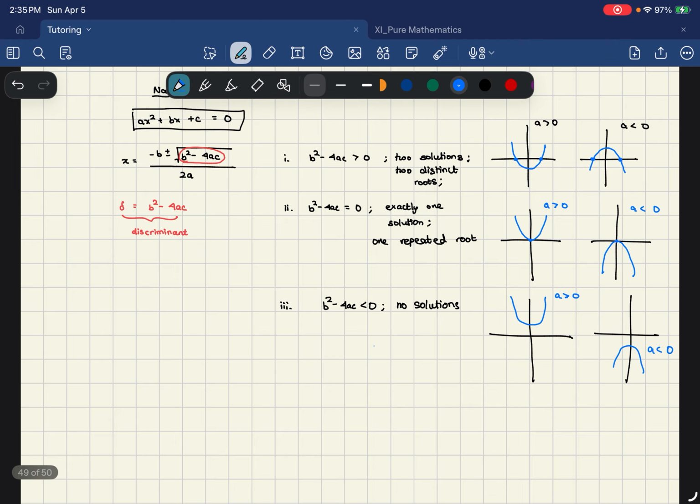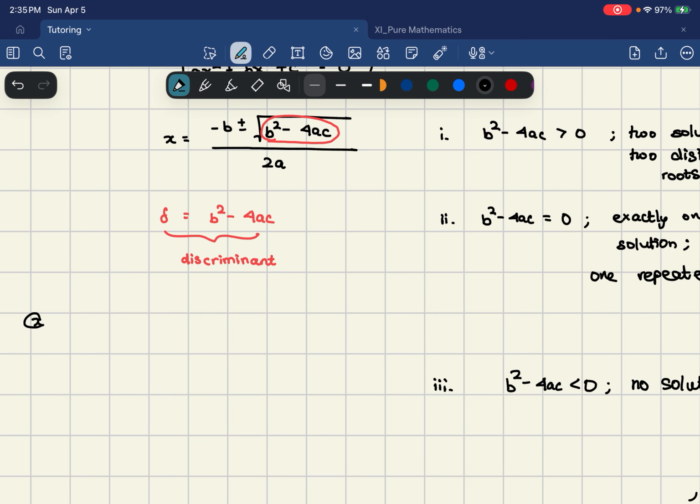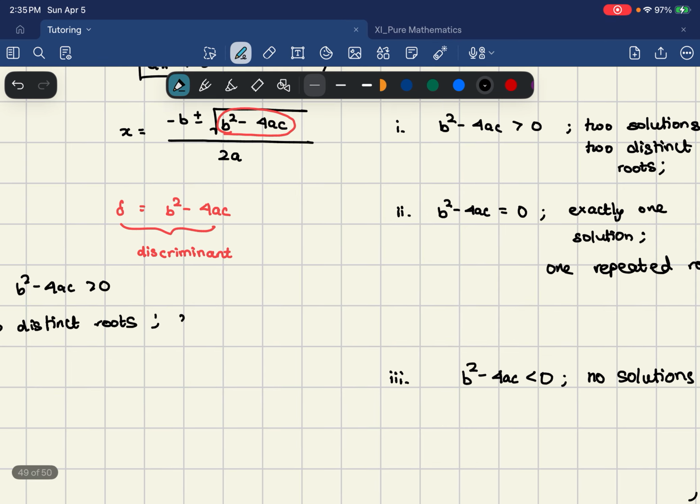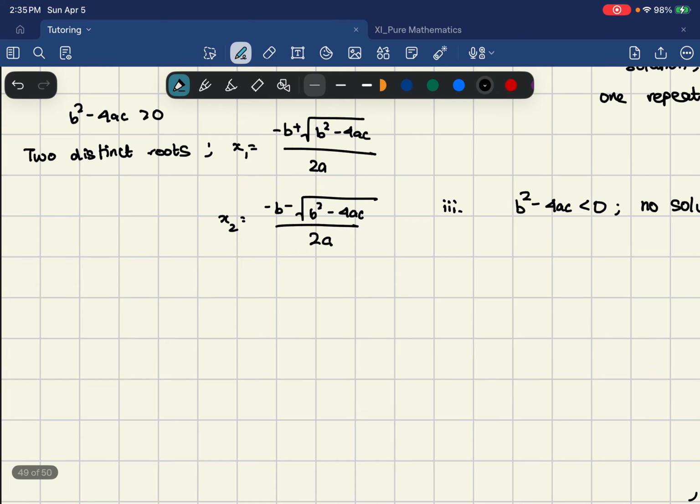So we have considered the 3 cases. We looked at the discriminant and we know when we have 2 solutions. So if we have 2 solutions, what are your solutions? In the case of 2 distinct roots, which is where b squared minus 4ac is bigger than 0, you have x1 equal to minus b plus the square root of b squared minus 4ac over 2a, and x2 equal to minus b minus the square root of b squared minus 4ac over 2a. Those are going to be your 2 distinct roots.